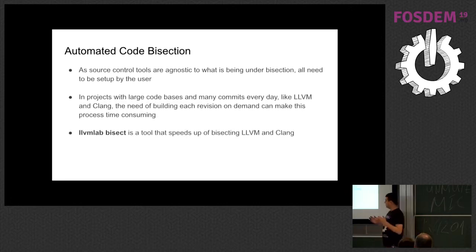Then, as we have a big code base and lots of commits, there was a need to have a specialized tool in order to run bisection on Clang and LLVM. And this was created three years ago. This tool is llvmlab bisect. Using this tool, you have a specific environment to triage or bisect bugs or regressions in general on the LLVM and Clang code base.